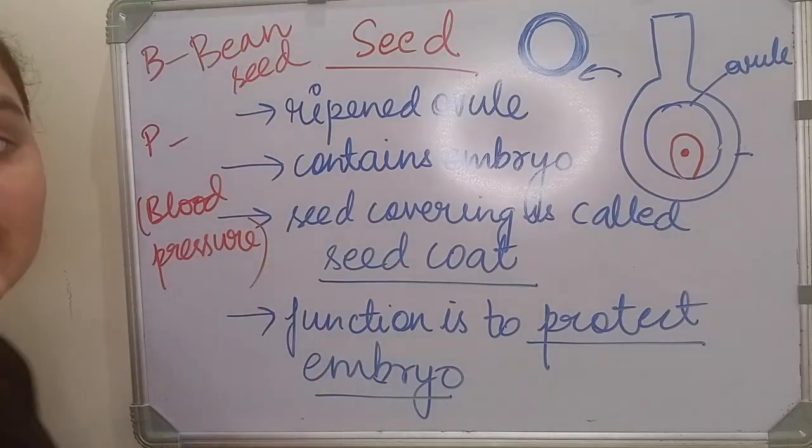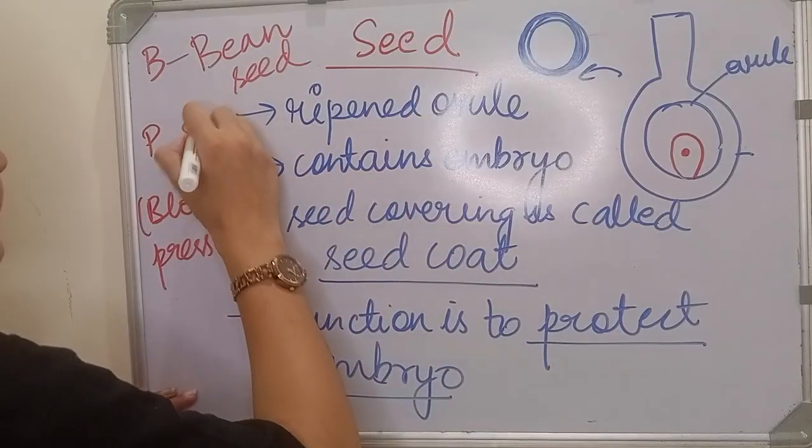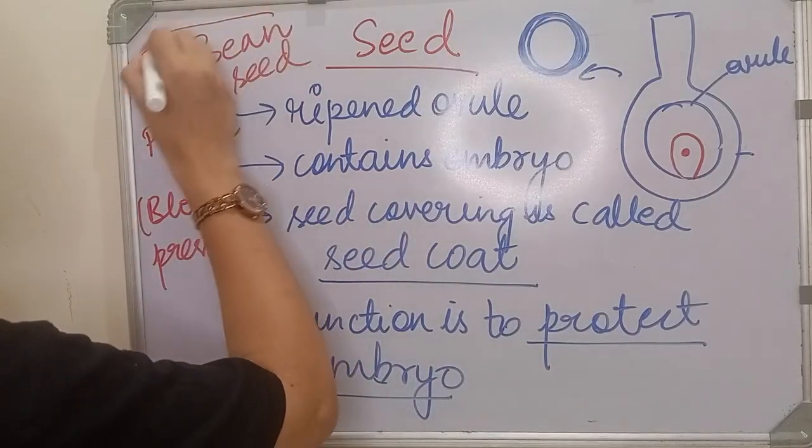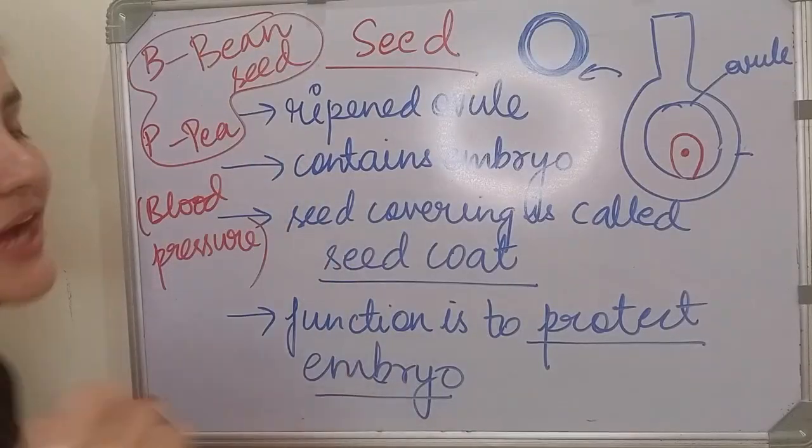Okay, and P stands for pea. Okay, these are the two examples which are given in your book.